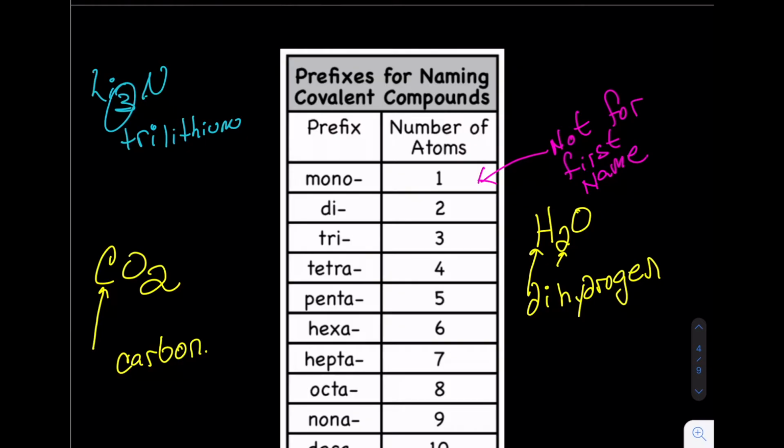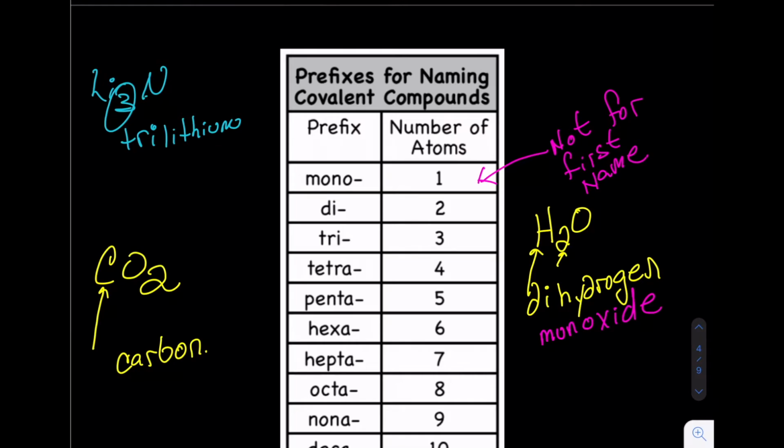Oxygen, we're going to drop the -gen, and it's going to be oxide. And there's only one of them. Do we use mono? Well, we only don't use mono for the first name. So the second name is going to be mon. And it's not going to be mono oxide. That's kind of weird. This is where you're going to drop the ending. It'll be monoxide. So H2O is dihydrogen monoxide.